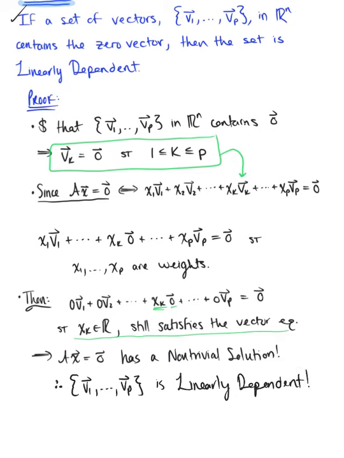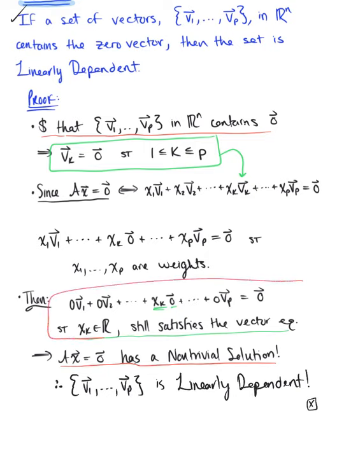Woohoo! We did it! So if a set of vectors contains the zero vector, as we have indicated here, then there are going to be infinitely many solutions that satisfy our vector equation. And so, by definition, if your homogeneous equation has a non-trivial solution, the set of vectors is linearly dependent.